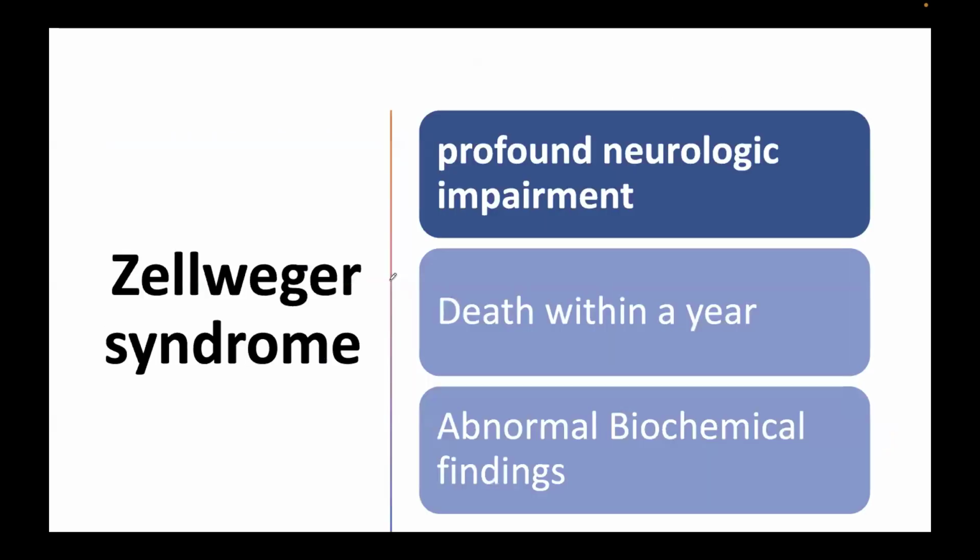So what are the manifestations of Zellweger? There is usually death within a year. There is profound neurologic impairment, which includes failure to thrive, hypotonia, seizures. And there are abnormal biochemical findings as a result of problems with your peroxisomes.